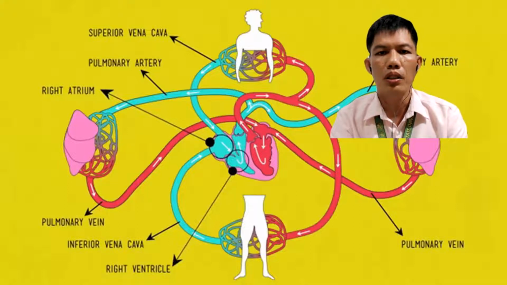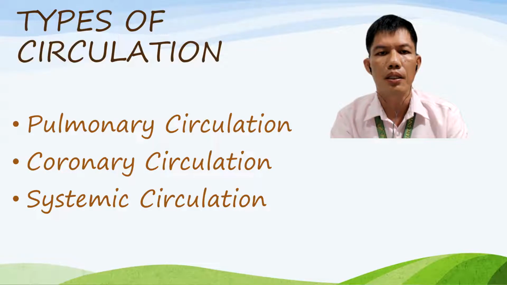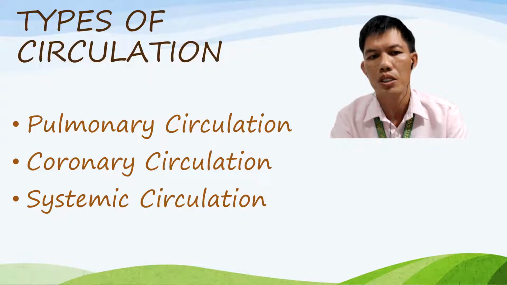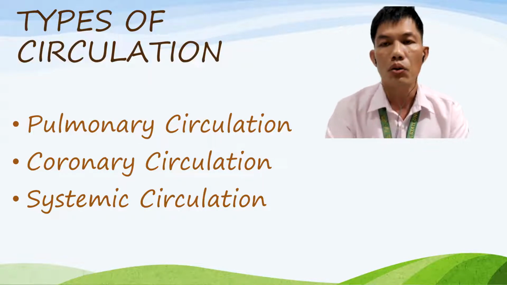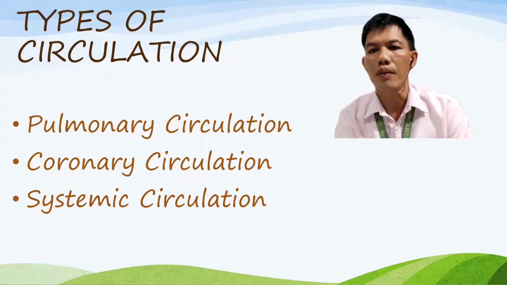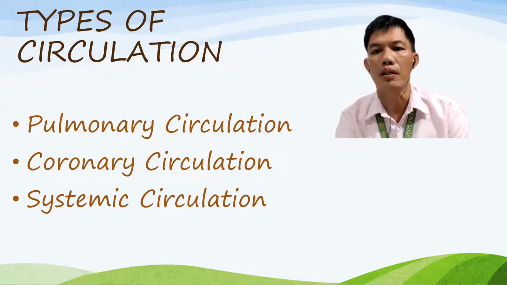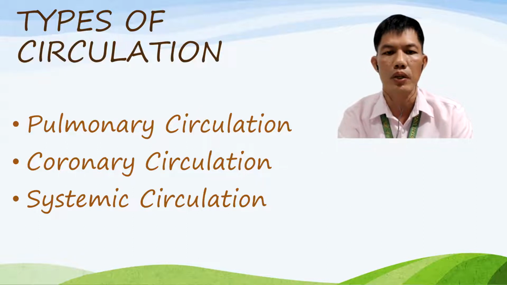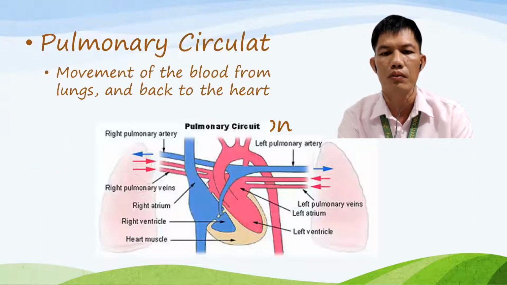Okay, let's go to the circulation of the blood. There are three types of circulation: the pulmonary, which means the lungs; the coronary circulation, which means within the heart; and the systemic, which means the system all around the body, from the heart to the different body parts, or throughout the system of the body. That's why it is called systemic circulation.